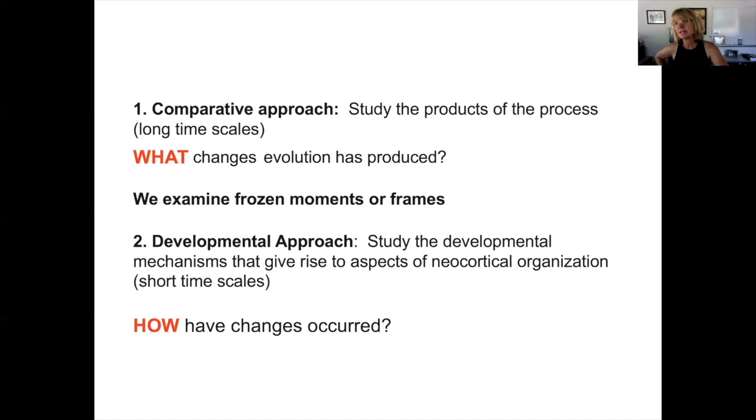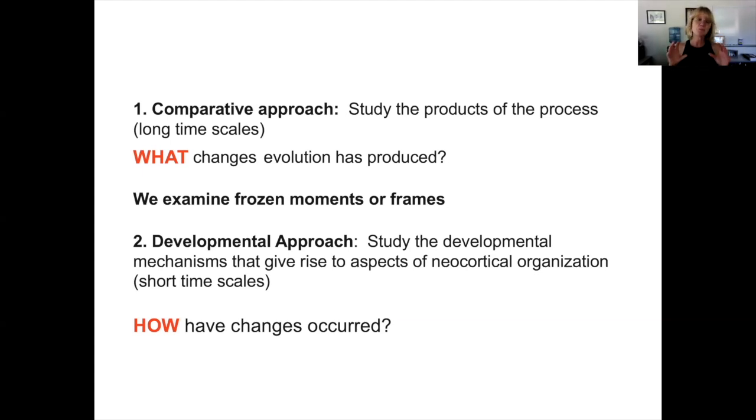And the first is we can take a comparative approach. So we can study the brains of a lot of different species. And these are the products of the evolutionary process that occur over long time scales. And we can say, what changes has evolution produced? What are the similarities and what are the differences? And this is a really, really powerful approach.